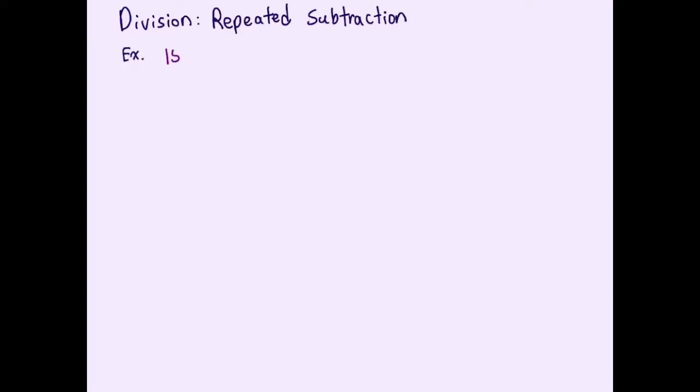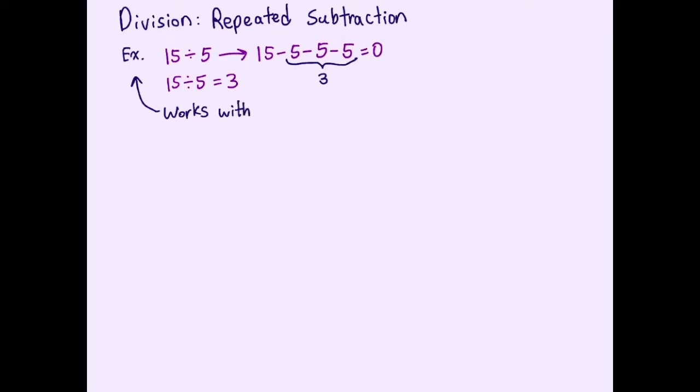Consider this example. If you want to divide 15 by 5, you are subtracting 5 from 15 again and again until you have nothing left. You subtracted 3 times, so the answer is 3. This is because 5 goes into 15 3 times. This works with any number that is not 0.